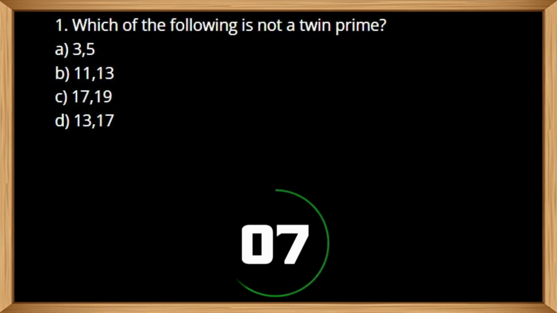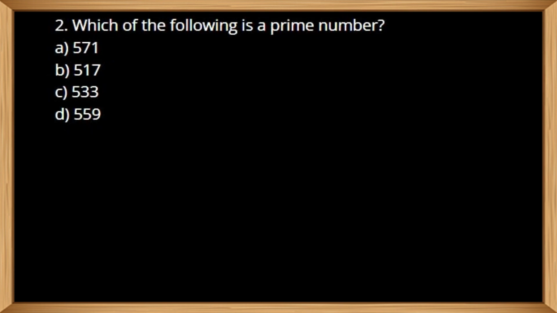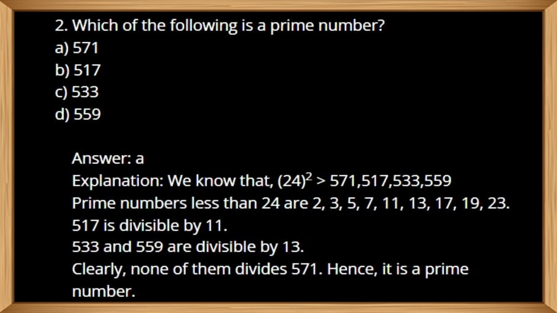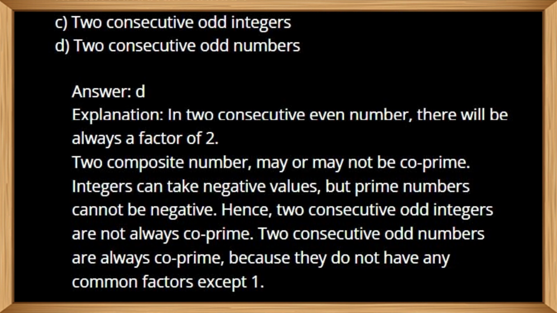Which of the following is not a twin prime? Option D 13, 17. Which of the following is a prime number? Option A 571. In which of the following case the two numbers are co-prime? Option D two consecutive odd numbers.